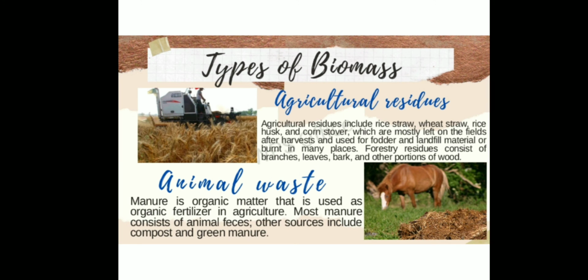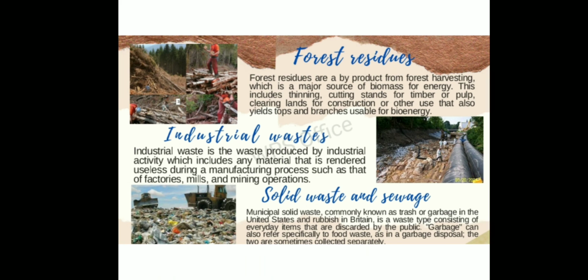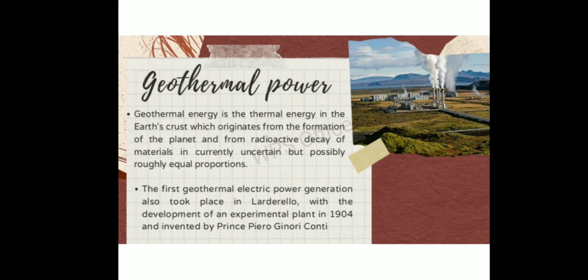Types of biomass. First is agricultural residues. Second, animal waste. Third is forest residues. Fourth is industrial waste. And lastly, the fifth is solid waste and sewage.